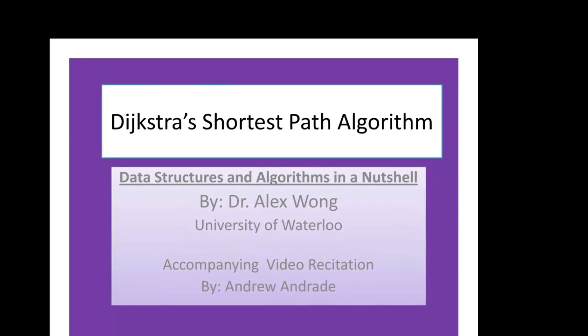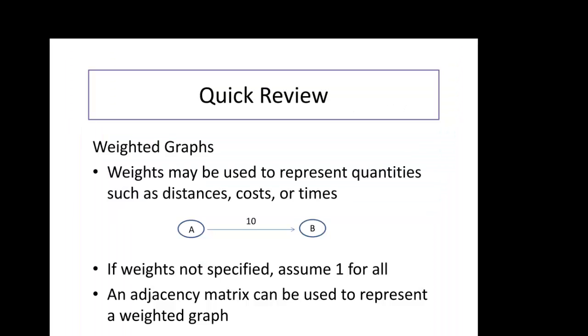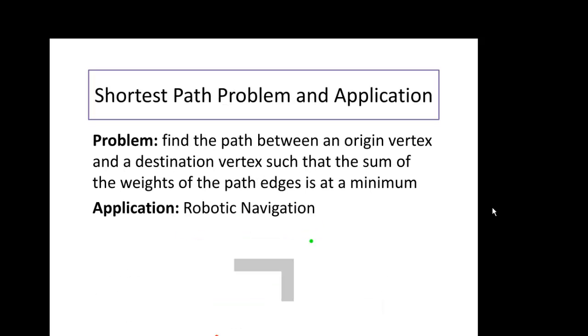So before we do a problem, let's start with some quick review for weighted graphs. Weights can be used to represent quantities such as distances, costs, or time. The weight is represented by a number which is on the edge in between two nodes. If the weights are not specified, we assume that the weight would be 1 for all. So that would mean that there would be no 10 here and it would just be a line. Since there is no number, we can just assume that it would be 1. And we're going to use an adjacency matrix to represent the weighted graph.